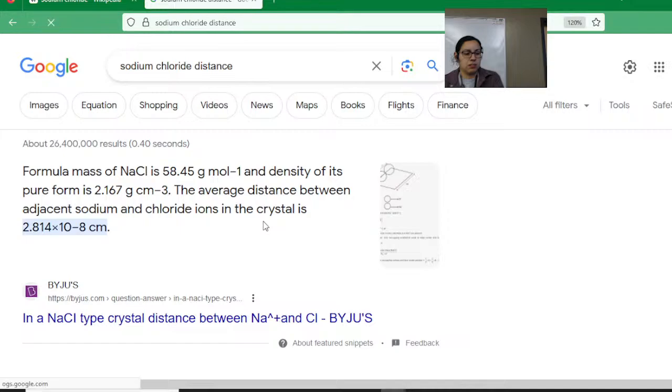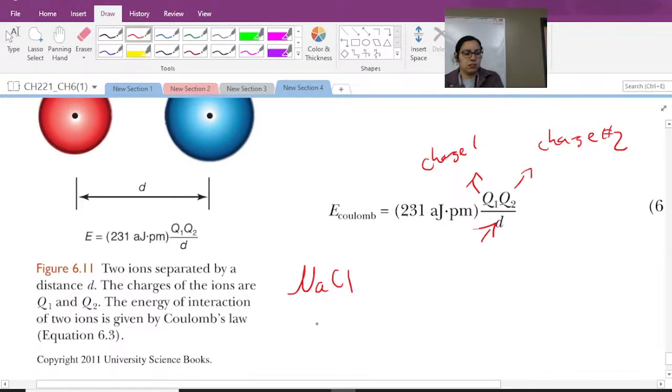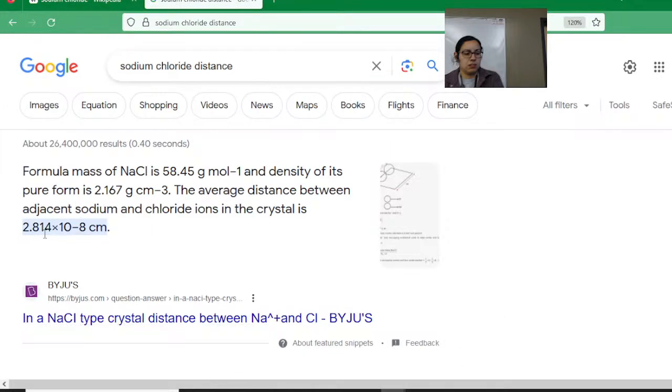And so according to this, this is drawn from crystal structure data. It's saying that in their crystal structure, the distance is 2.814 times 10 to the negative 8 centimeters. So that's one way to get it. And so I'll just say, from the internet, 2.814.